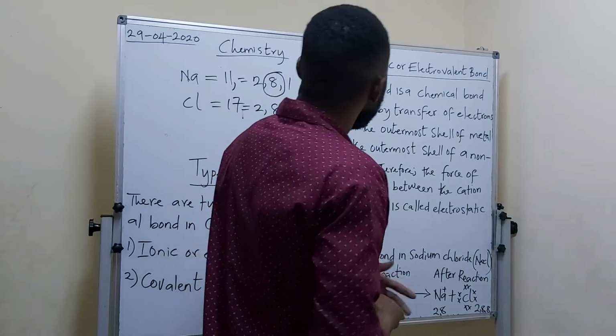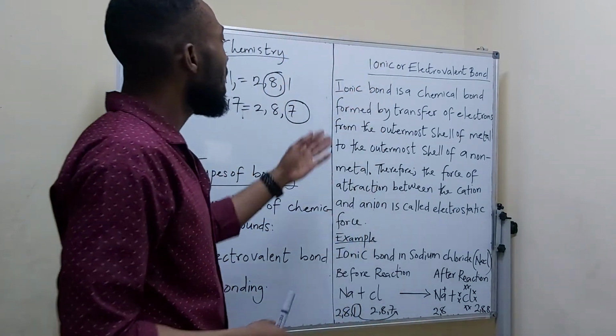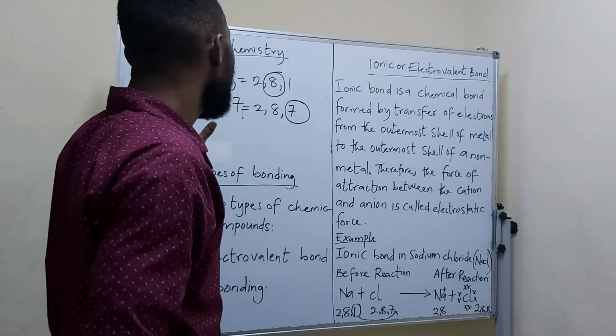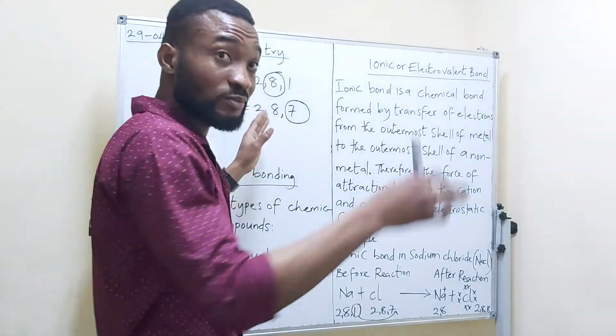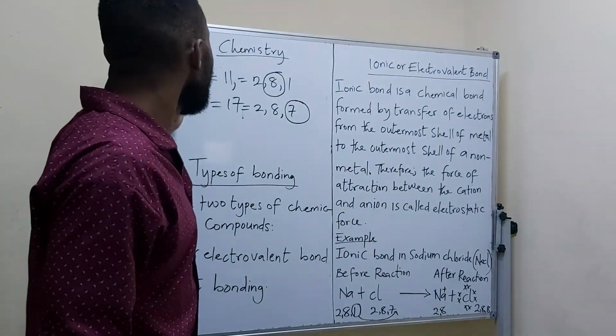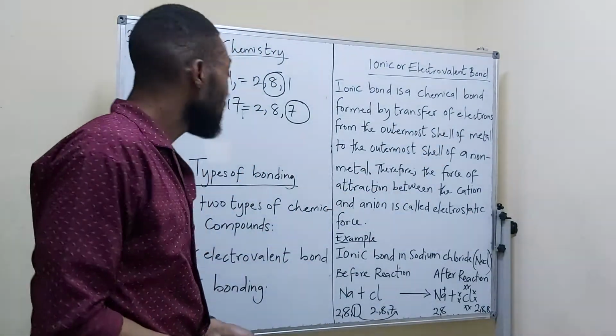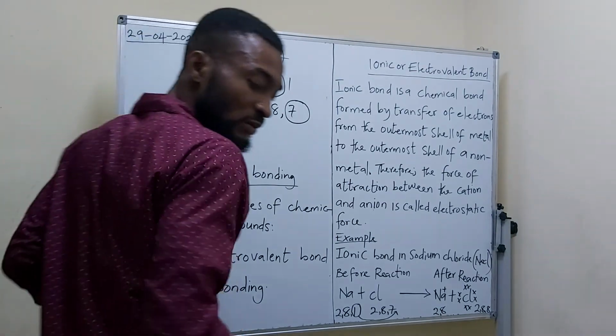So now, the electrovalent or ionic bond will occur between these, that is sodium and chlorine. How are they going to occur?